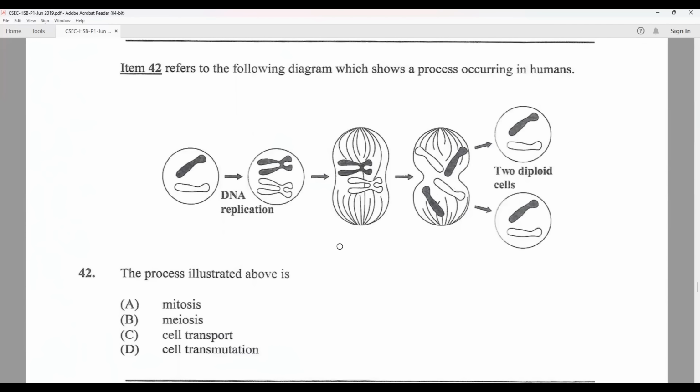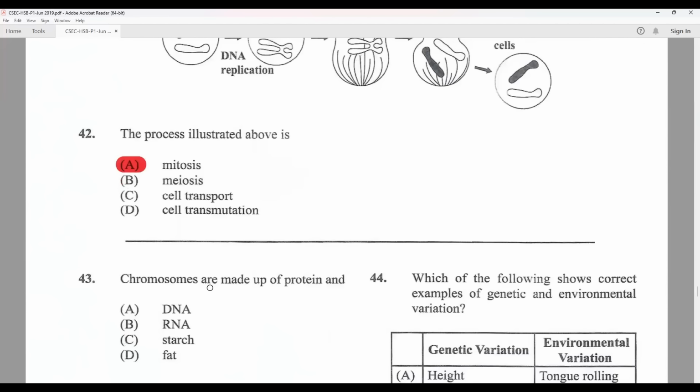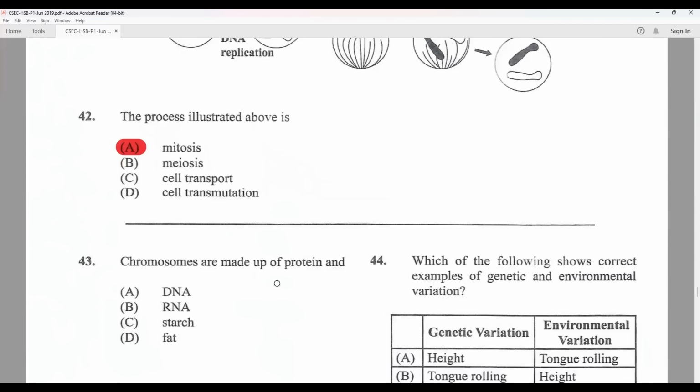42 refers to the following diagram, which shows the process occurring in humans. We have DNA replication ending with 2 diploid cells. The process illustrated above is mitosis. Chromosomes are made up of protein, you know that as histones, and DNA.